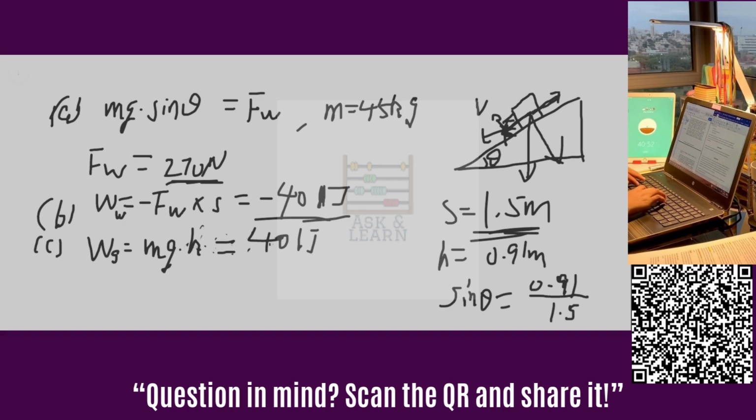And for part D, we want to find out the work done by the normal force, Wn, because the normal force is pointing up, and it is perpendicular to the incline. So basically, the work is simply 0 because the displacement and the force are perpendicular. And for part E, you want to find the work done by the net force, W net. Because the block is moving with a constant velocity, the net force is 0. If the net force is zero, then net work is zero.